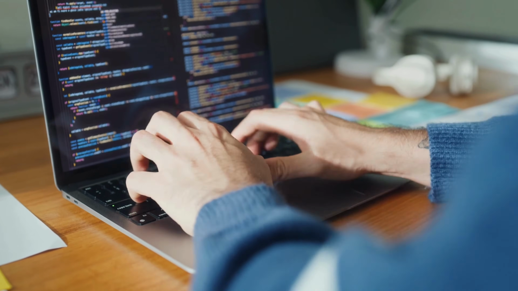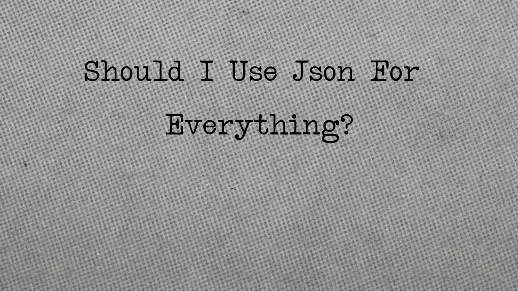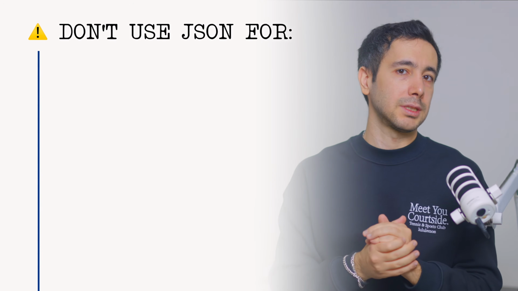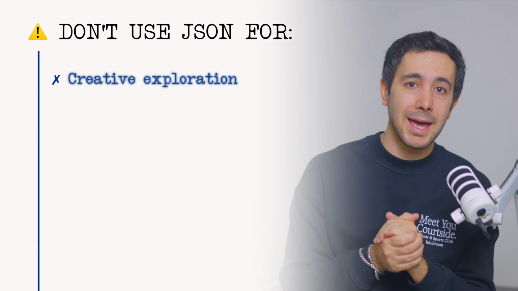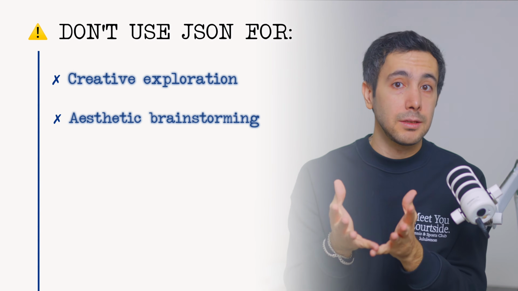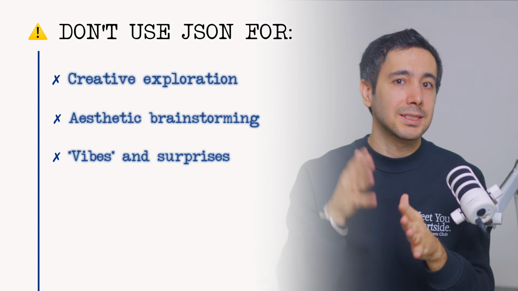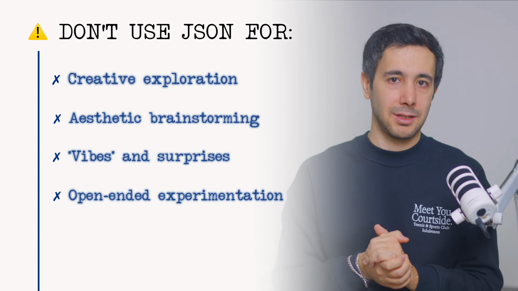But now you're probably asking, okay, Riz, is this a universal trick? Should I use JSON for everything? The answer is no, absolutely not. And here's the truth that nobody on Twitter wants to admit. JSON prompting is not a silver bullet. In fact, there are tons of situations when JSON is actively bad. When you want the AI to be creative, to explore, to surprise you, JSON kills that. It constrains the model. You're essentially putting guardrails on its imagination.